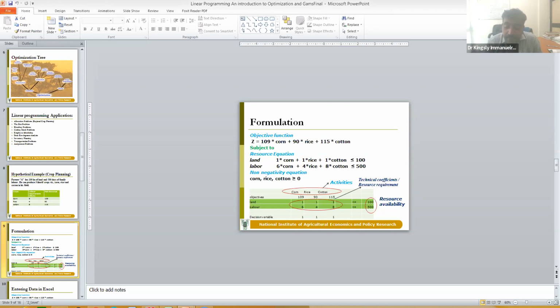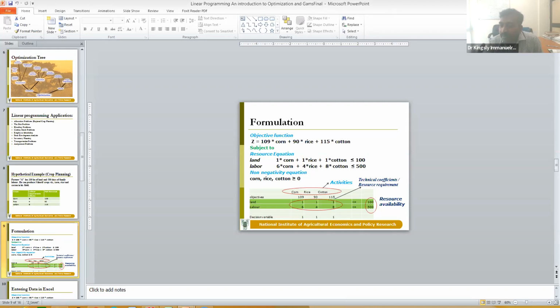Then the resource requirement matrix. You see that 1 1 1 600. I don't know whether it is visible or not. Land 1 1 1 648. This round part indicates the A matrix, nothing but the technical coefficients or resource requirement. These are basically talking about resource requirement. Another thing it is talking about is the objective value. Once you run the model, you get it.